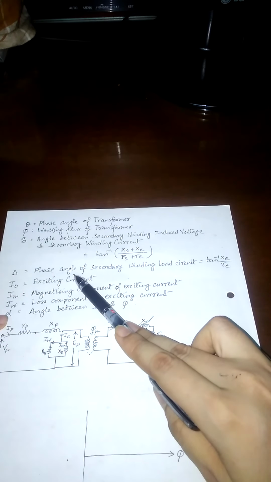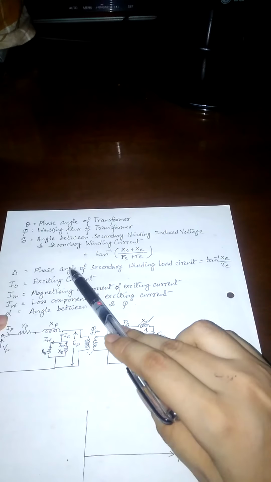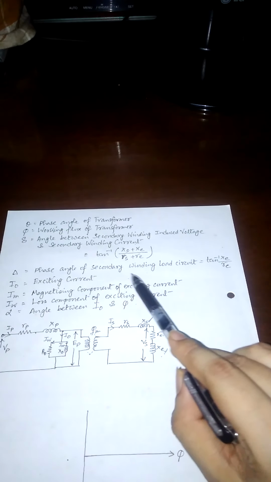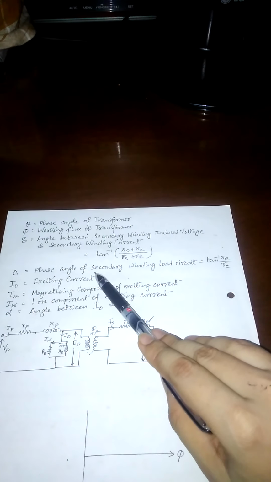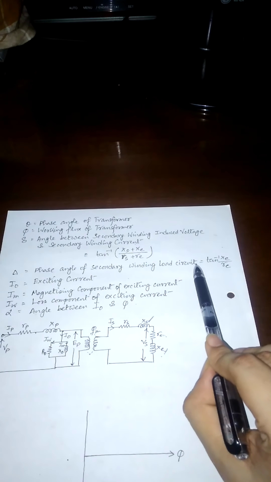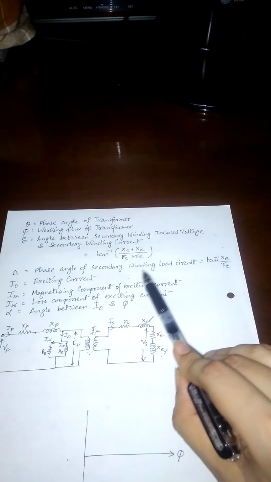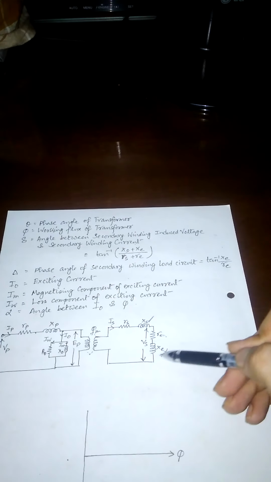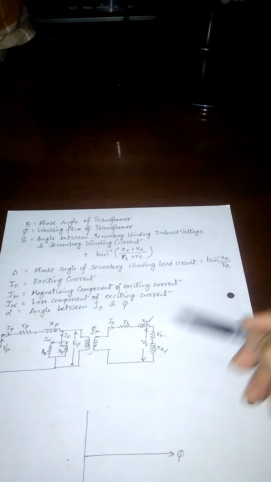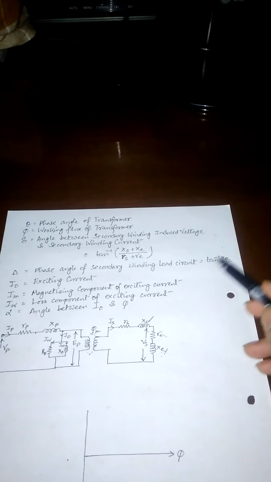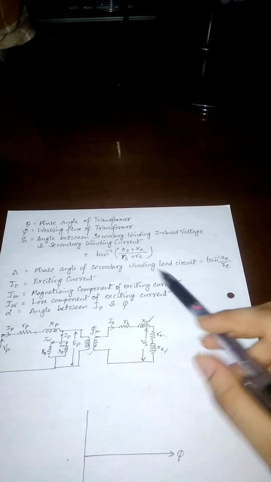Delta is the phase angle of the secondary winding load circuit. For the secondary winding load circuit, here the external burden is connected. So the phase angle is tan inverse of XE divided by RE, that means X by R.